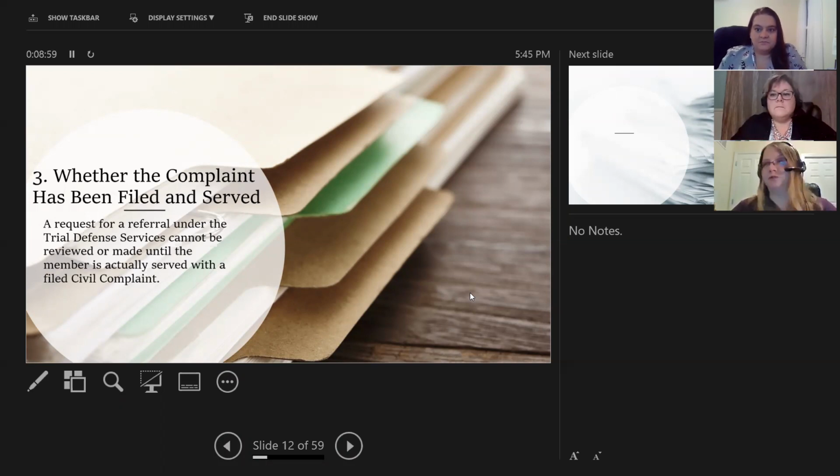Correct. Or be served by certified mail. I think some magistrates serve by certified mail. So yes, they have to actually be in possession and served with the complaint.